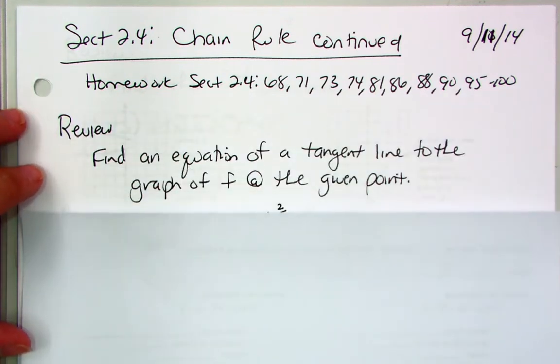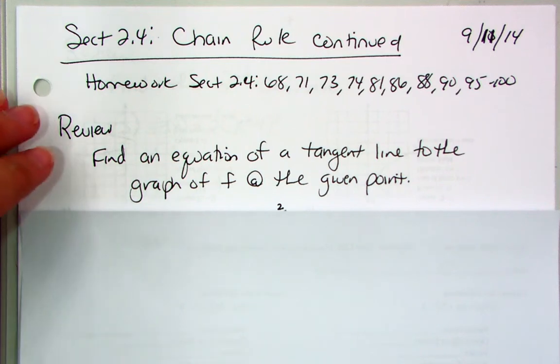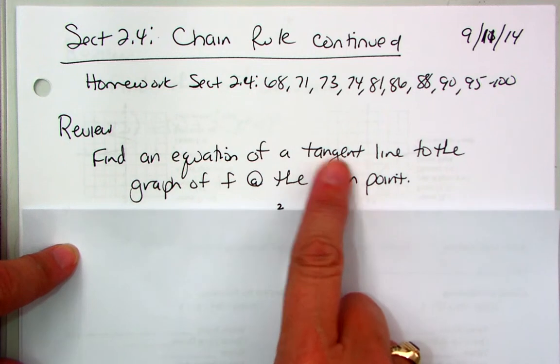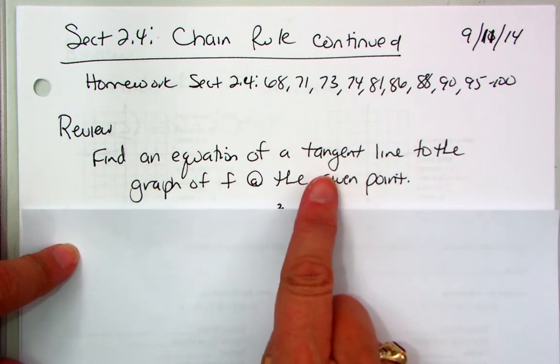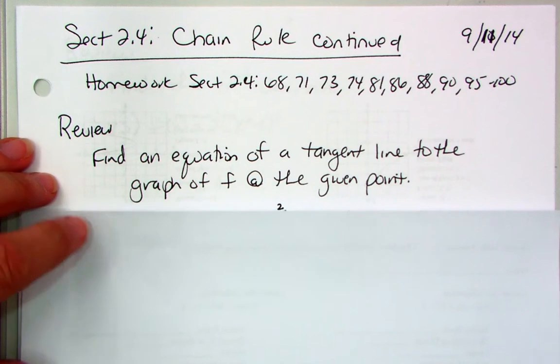So let's review. In fact, this is going to be a very short video, and a lot of it is review. So find an equation of a tangent line to the graph of f at the given point. So again, what does it want? It wants the entire equation of the tangent line. So the first derivative will give us the slope of the tangent line, and then we'll have to use point slope form to find that equation.